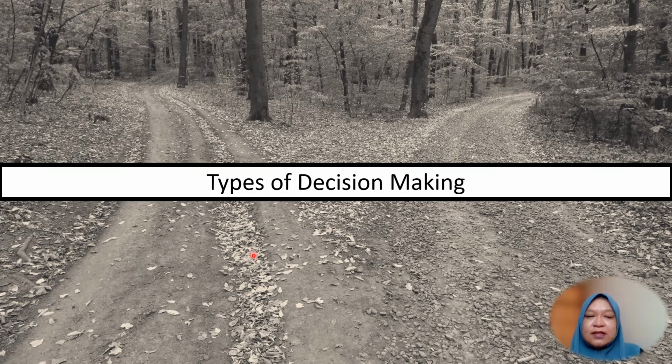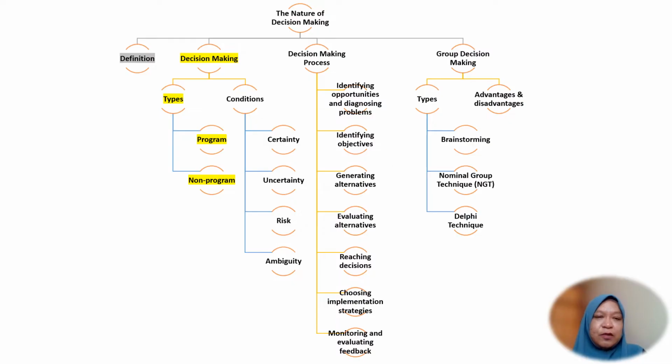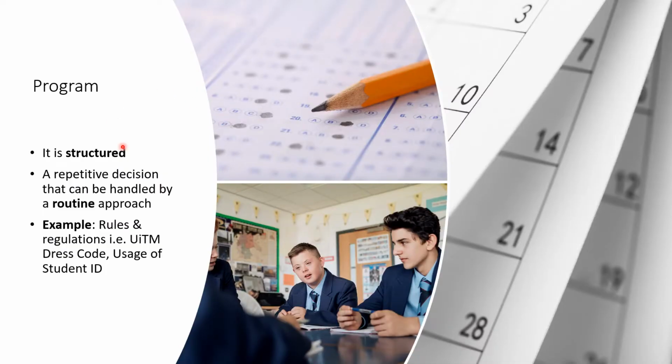Next is the types of decision making. We already covered the definition. For the types of decision making, there are two types here: program and non-program. Let's see the program first. Program decision making is structured. Structured means that since it's program, we already know the problem and we already know how to solve it. That's why we call it structured.